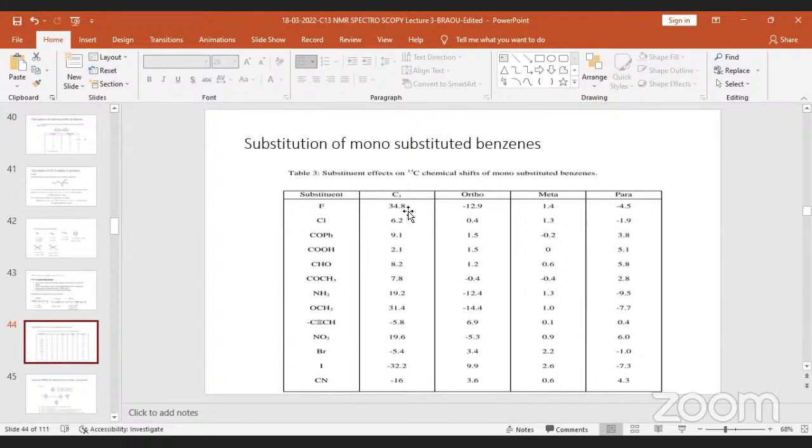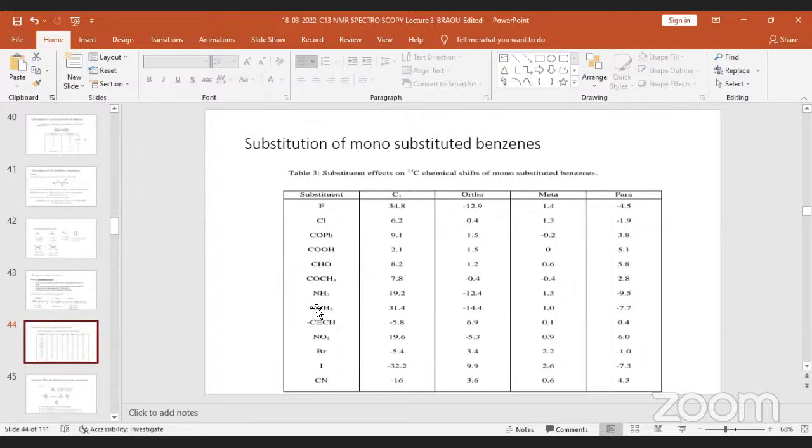If it is fluorine, the direct ipso carbon will be 34.8 downfield, and ortho is shifting upfield, minus 12.9. Meta is not much affected, para also upfield. This is due to the mesomeric effect. Again, I'll discuss this in the factors affecting chemical shift values.